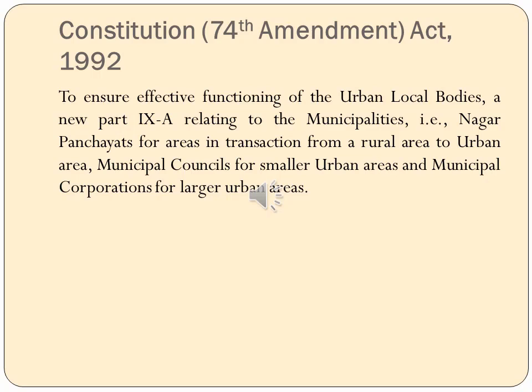In simple words, we can say that the 73rd Amendment is for the villages and the 74th Amendment is for the structure of the cities or the urban bodies.